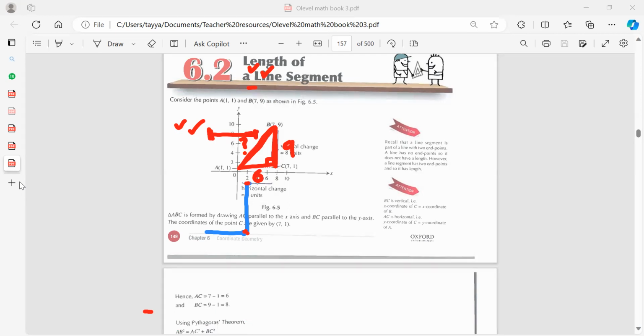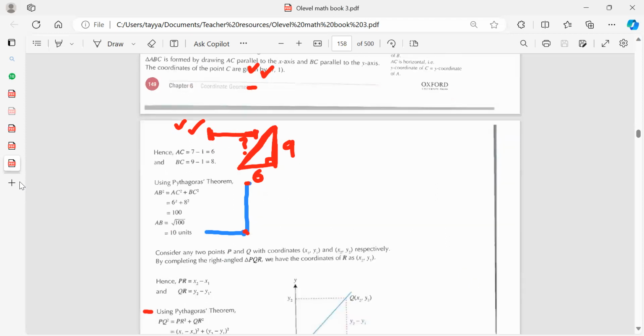We have the AC value as 6 and the BC value as 8. So the sum of the squares of these two is 100, and if we take the square root of this, it will be 10. Got it?